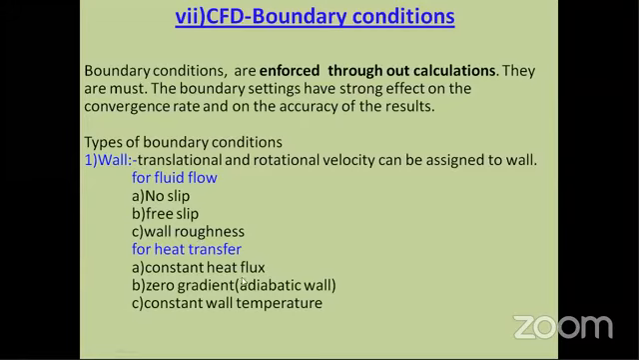Now for heat transfer, what boundary condition is to be given? One of three boundary conditions: we need to give the heat flux. Heat flux means heat per unit area. In some software, we can give the heat and it will automatically calculate the heat flux. Then next is adiabatic: no heat transfer, insulated. Next, we can give the constant wall temperature. These are the different boundary conditions we can give for heat transfer. Okay, so this is how we handle the wall.